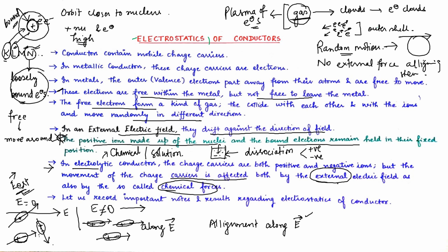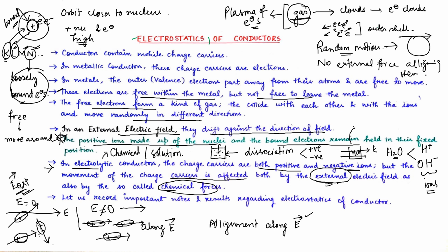Water can also be an electrolyte when the external electric field is provided. This is our water, H2O. When E is provided through it, this H2O molecule divides into H plus and O minus ions. So both these ions travel from here to there and conduct the electricity. Here the charge carriers are both positive and negative ions. I have given you a very simple example of water.